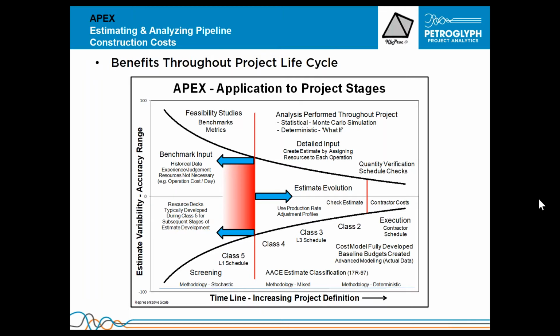Initially, when you're doing a benchmark estimate, when you only have metrics, maybe historical data, and you're producing a class 5 schedule, that's where APEX could use historical information or experience or metrics that are within the company to develop that screening estimate. As you move through the engineering development and you have more confidence in the engineering detail, you develop greater classes of schedule certainty, and you get to the point where you have the class 2 check estimate or the execution estimate as you go through the execution part.